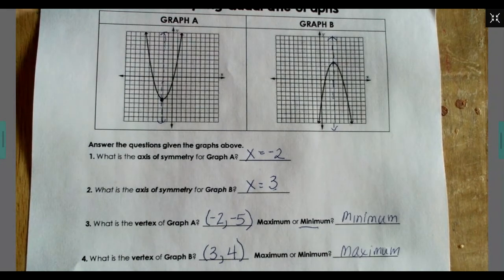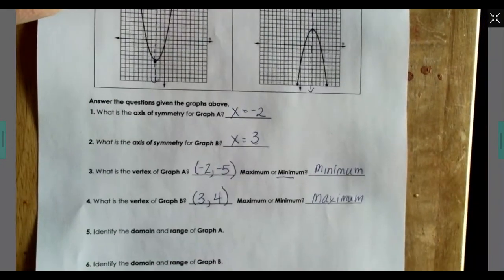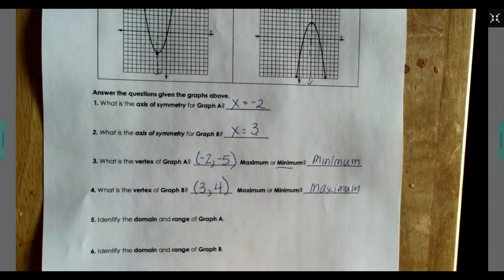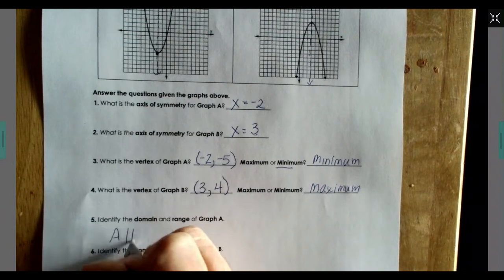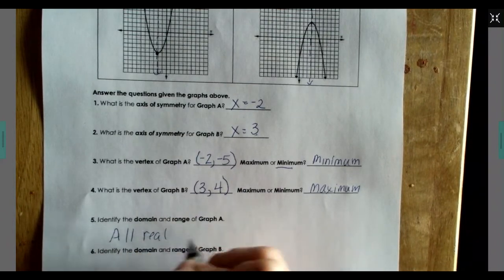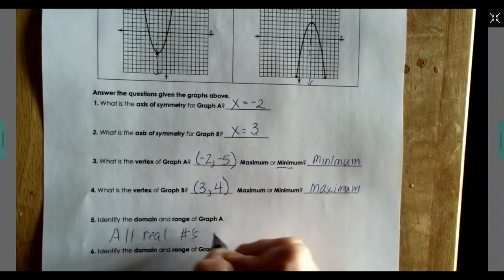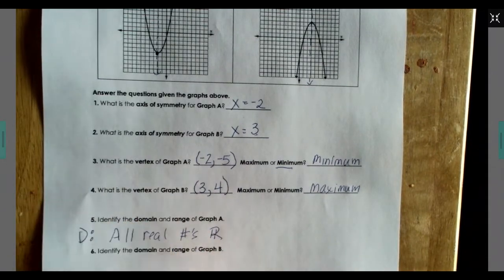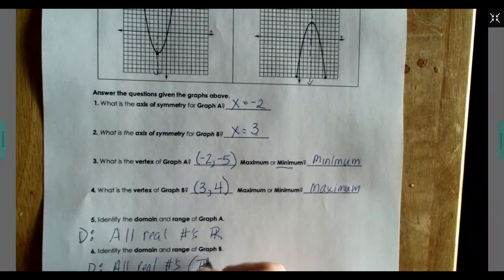Now it wants the domain and range for these graphs. The domain is always going to be all real numbers, which we can show like this. That's your domain. You can write it as the fancy R.